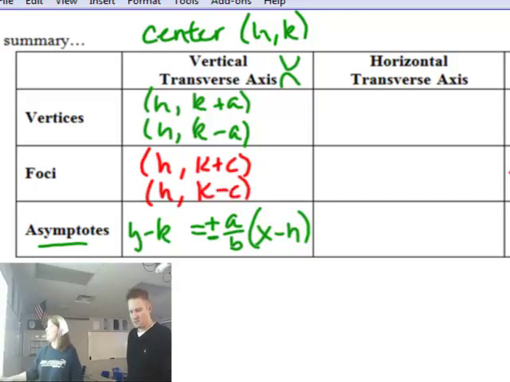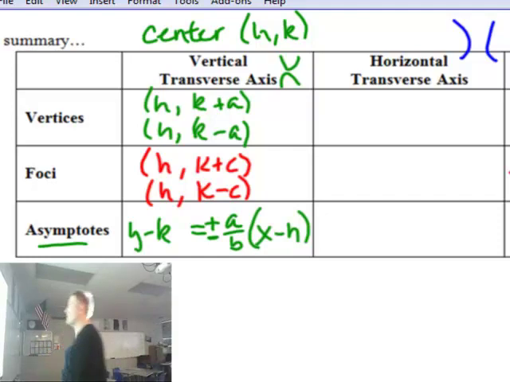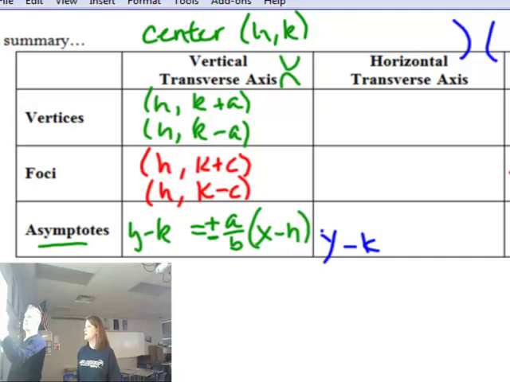All right, so if we have a horizontal transverse, now our hyperbola is looking like that. So again, from the center, we could talk about the asymptote. They're still going to go through the h and k, so we can use that as our point in our point slope form. The difference is the slope. The slope is going to be backwards.